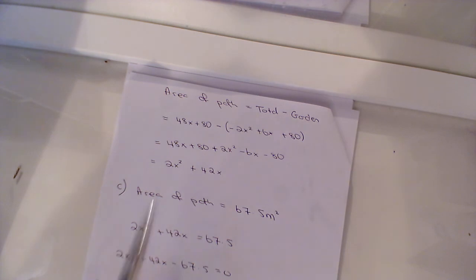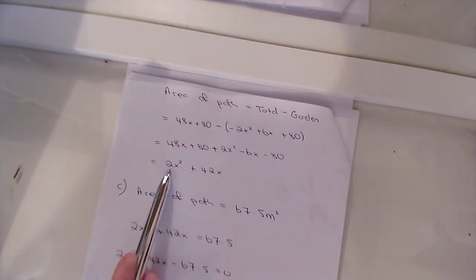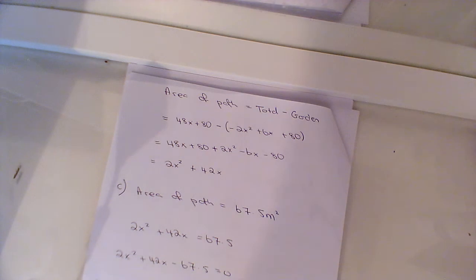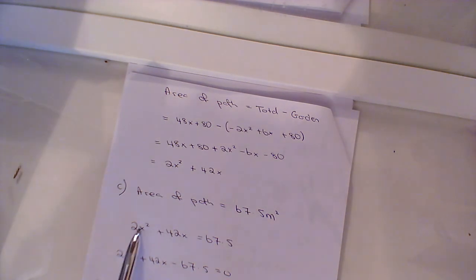Part C then says find the value of x. Right, so originally at the start of this question I was told the area of the path is 67.5 meters squared. I have here worked out what the area of the path is. So I have 2x squared plus 42x minus 67.5 is equal to 0.